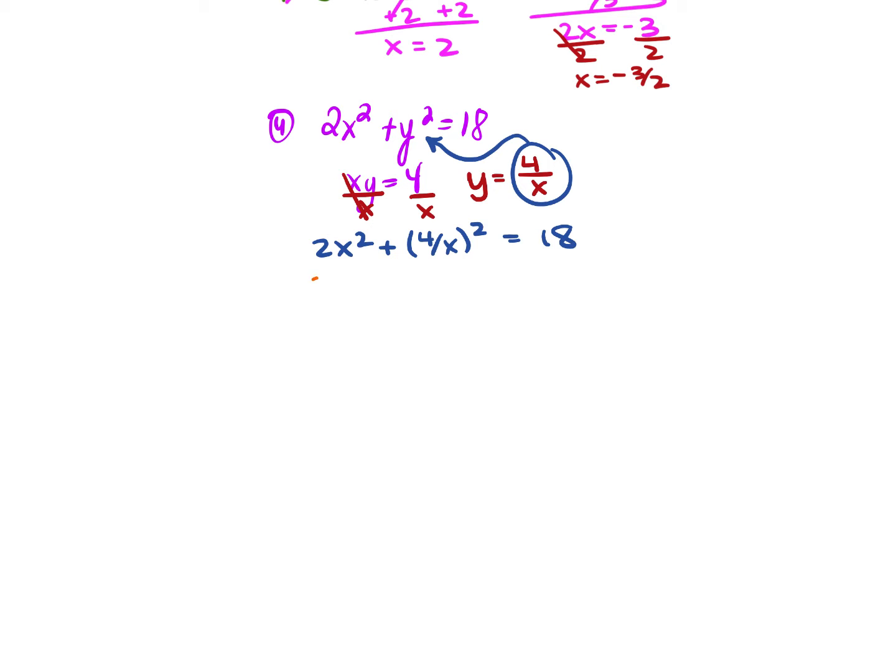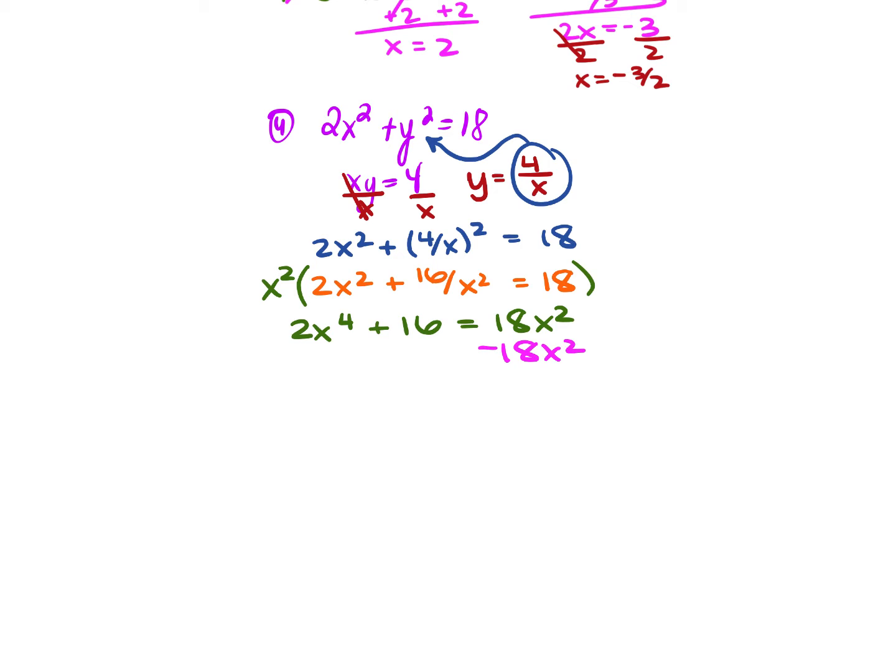From here, we're going to simplify. We get 2x squared plus 16 over x squared is equal to 18. We don't want to work with the fraction, so we're going to multiply everything in this equation by our denominator, which is the x squared. This is going to give us 2x to the 4th power plus 16 is equal to 18x squared. We're going to move the 18x squared over by subtracting it from each side. This leaves us with 2x to the 4th power minus 18x squared plus 16 is equal to 0.